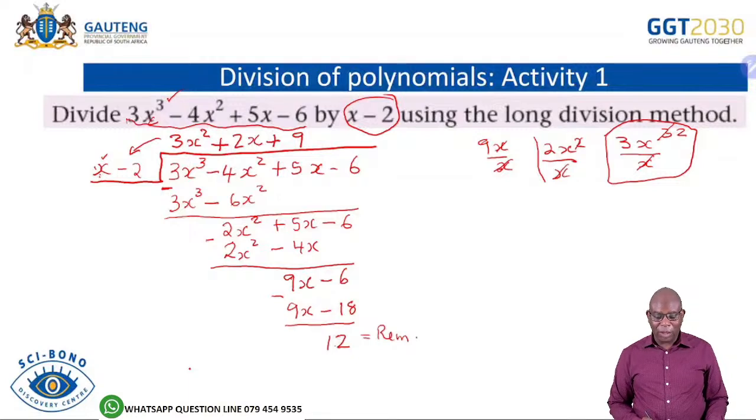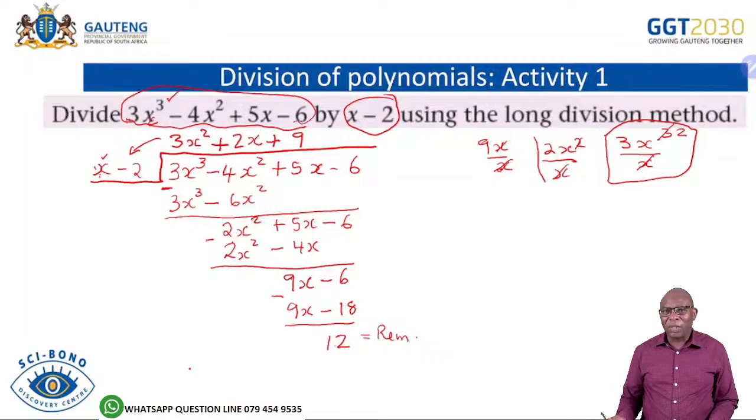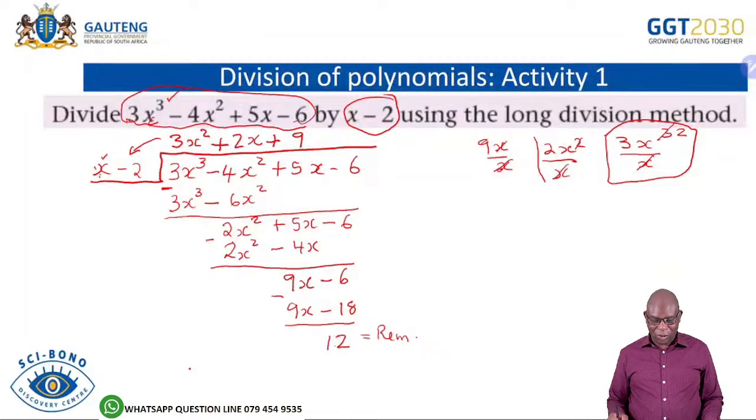Okay, so in other words, what did I do? I determined the remainder when the polynomial is divided by x minus 2. Here I was using the long division, which everybody hates, but still we need to practice it and do it.